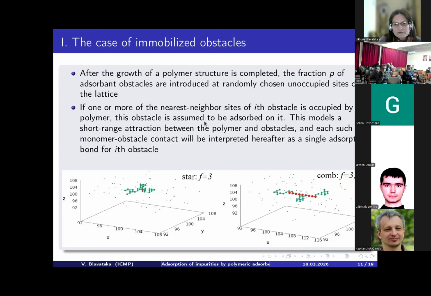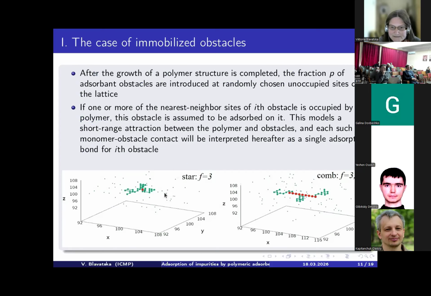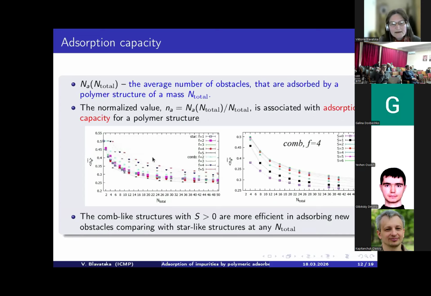Total means total molecular mass, the total number of monomers of this structure. I did not mention it earlier, but we also introduce the concentration of these particles, of course. So let Na be the average number of particles which are adsorbed by the polymer structure, and we introduce a normalized value, Na small. It is the number of adsorbed particles divided by the molecular mass of the polymer structure. We call this the adsorption capacity per one monomer. So the larger this quantity is, the more powerful the given polymer structure is, on average, in adsorbing particles from the solvent.